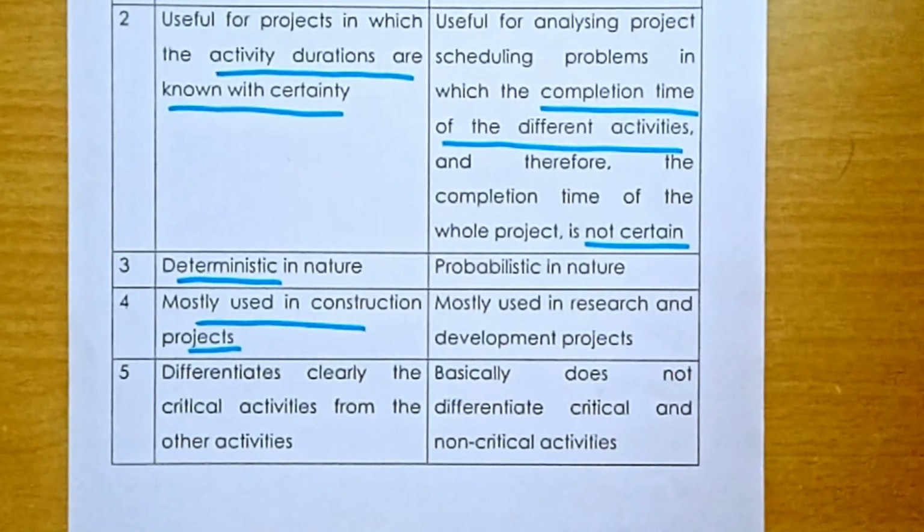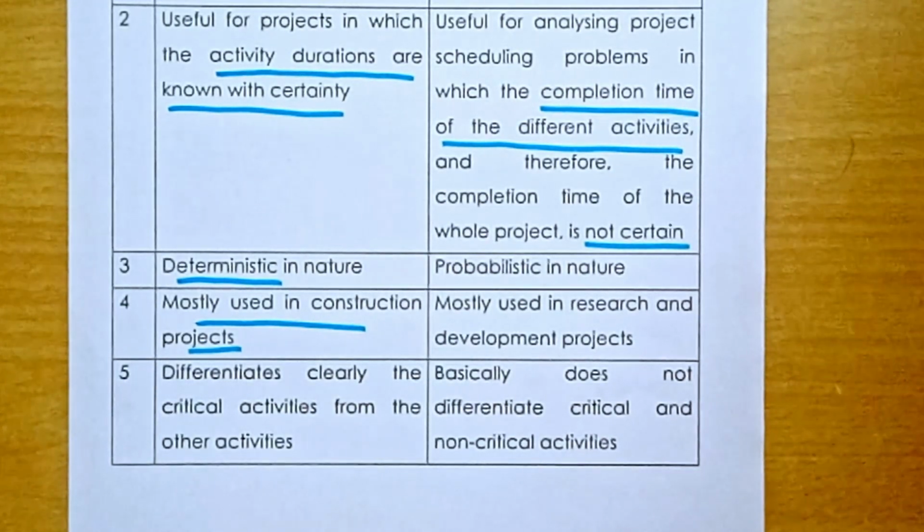Whereas the program evaluation and review technique, as we have already mentioned, is applied when the time durations of activities are not certain. You cannot predict exactly how much time an activity will take in the course of execution of the project. So this model is probabilistic, because you have to apply probabilities.